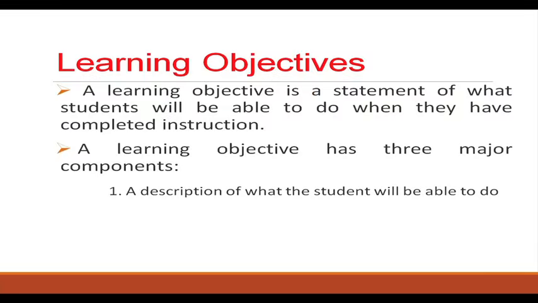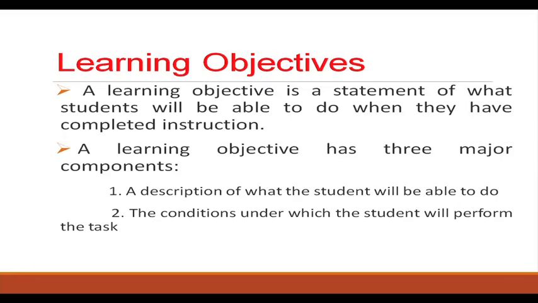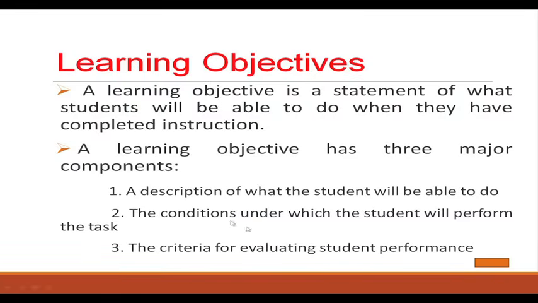So, in that case, the learning objective has three major components. What are those? A description of what the learner will do, that is the performance component, right. Under what condition? The condition under which the student can perform their task. That is the condition component. Up to what level? That is the criterion component. So, these three parts are very important.